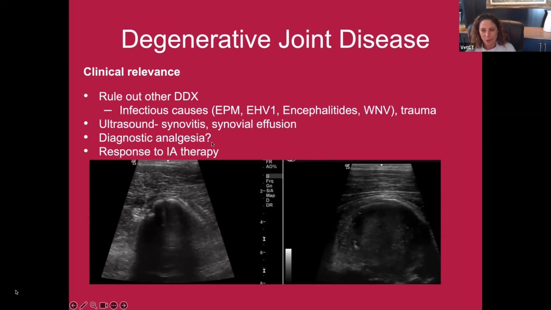Diagnostic analgesia, I know there probably are people out there that are blocking these joints. It's not something that I am very familiar with, but I'd love to hear from you if you are, to hear your experiences. I think it's possible.